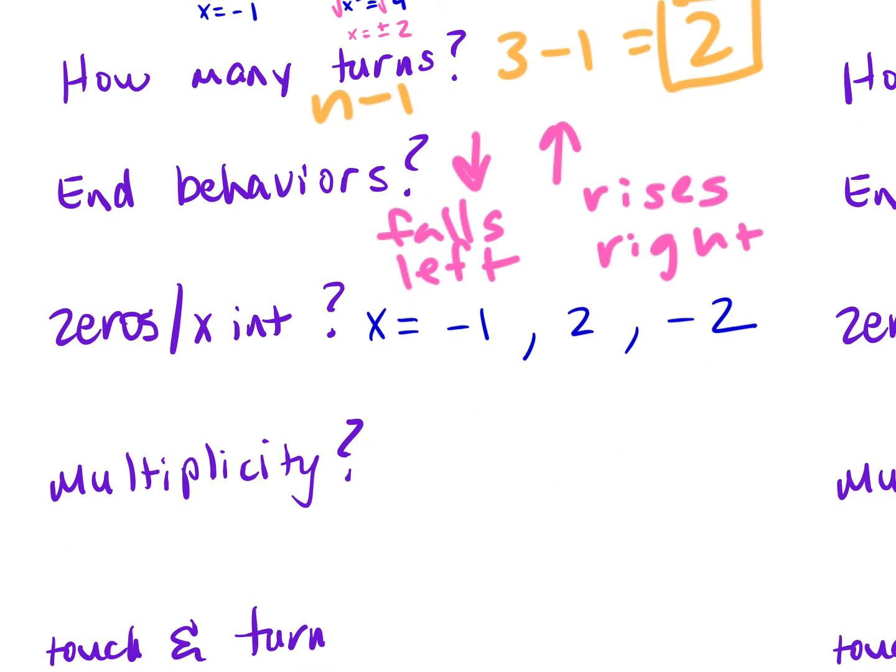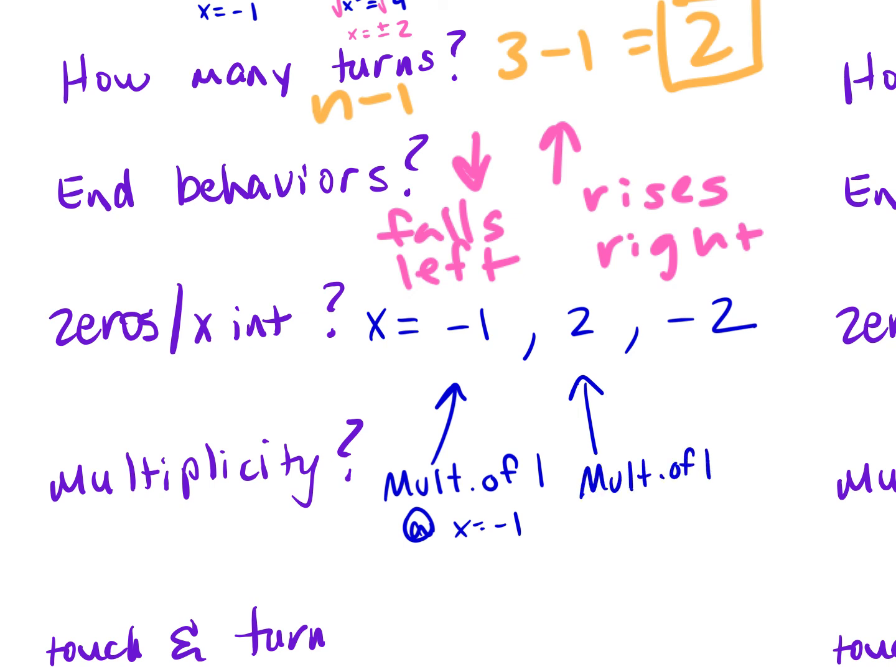All right, now let's look at the multiplicity. How many -1s do I have? I have 1, so this would be multiplicity of 1 at x is equal to -1. What about at 2? How many 2's do I have? Just 1. So I have multiplicity of 1 at +2. And then what about -2? I have 1, so again I have multiplicity of 1 at -2.